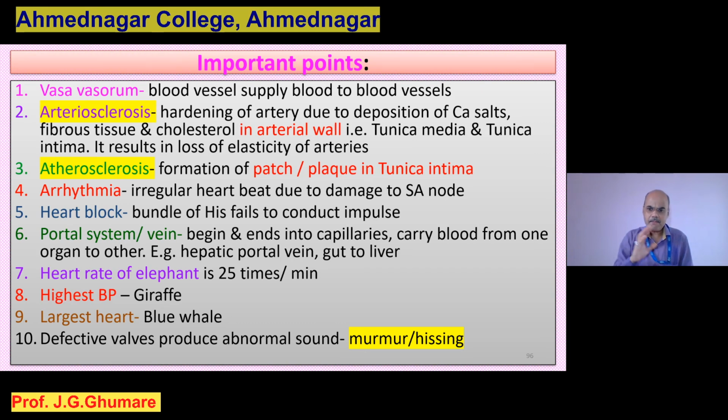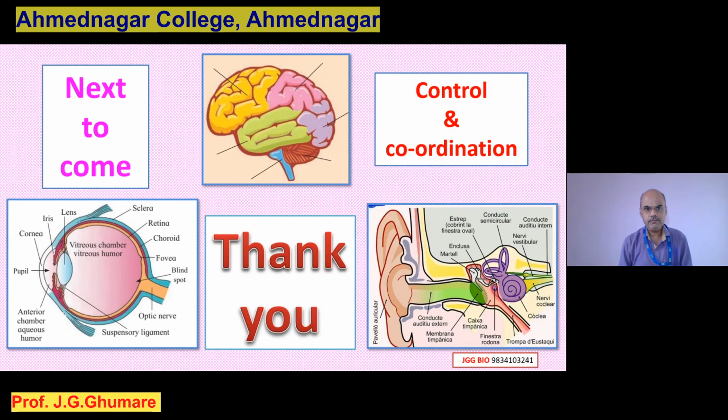While we'll have some abnormality here, one of the abnormalities, lup shup sound, find it out. And very defective valves, both bicuspid and tricuspid valve, will produce another sound called murmur sound or hissing sound, remember. Okay, that's it. This is something about today's topic. And the next topic to continue will be control and coordination.